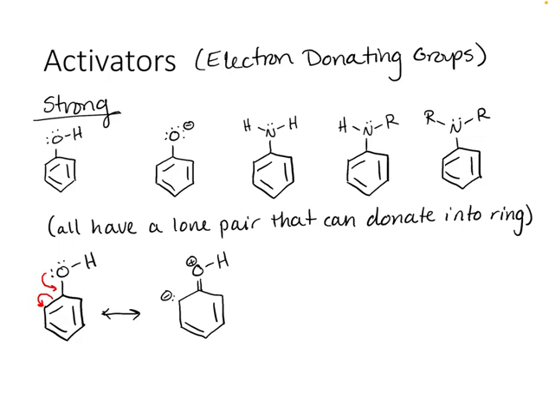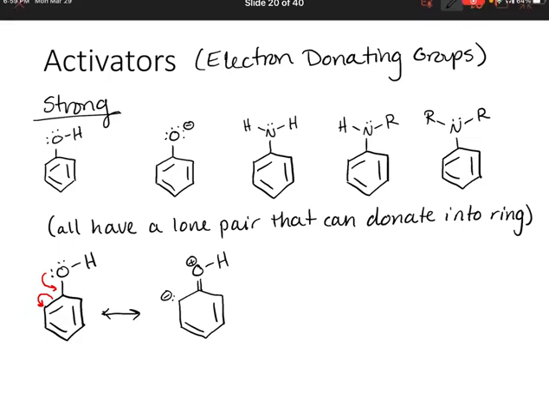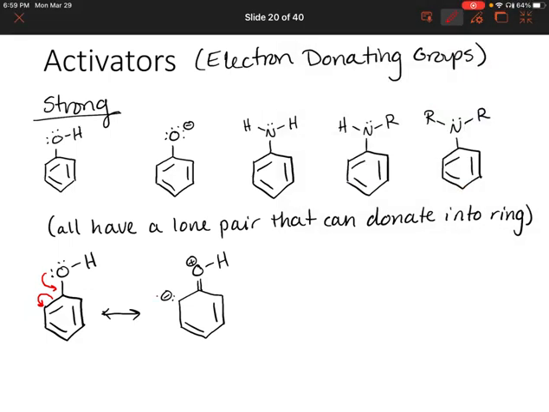And then we could keep moving that set of electrons around the ring. So we can move that down, move the next set over. All right, and we can go again. Just keep moving those pi electrons around.